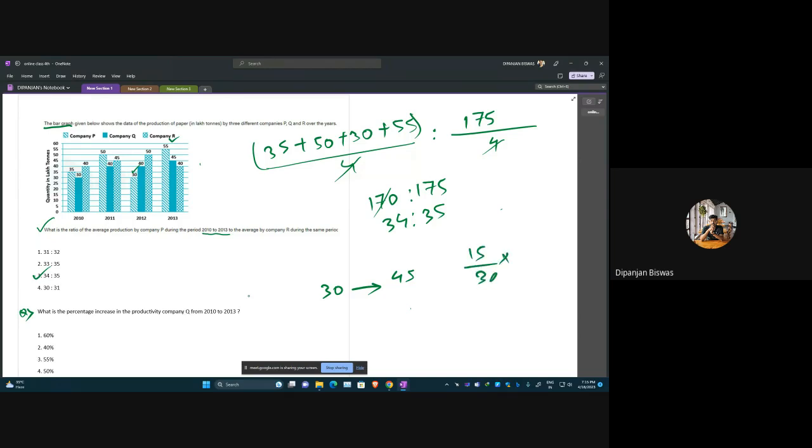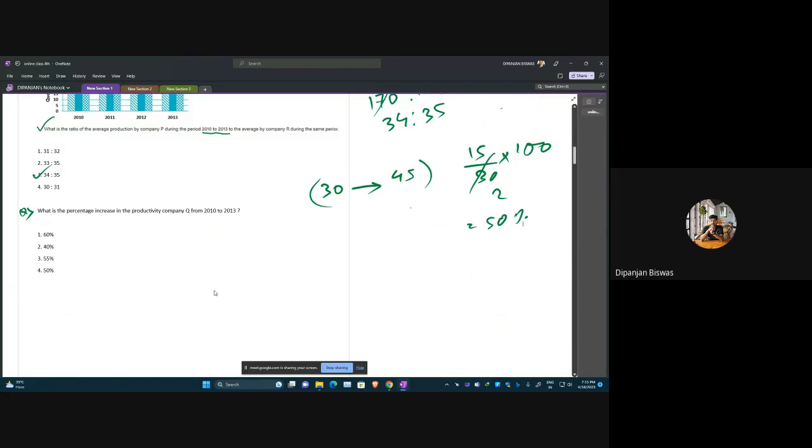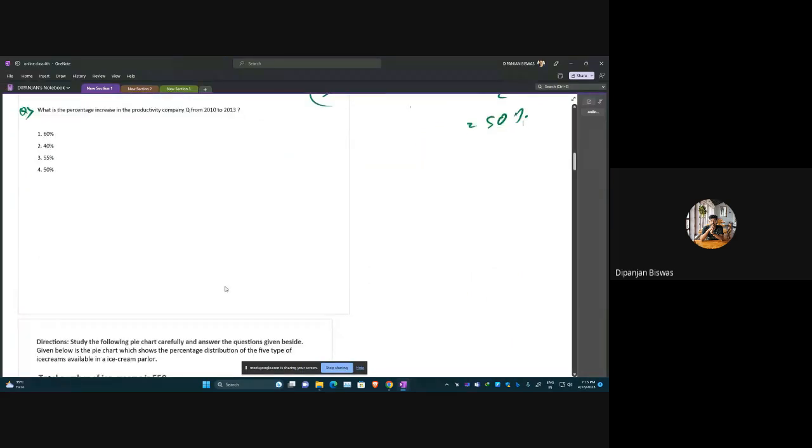So percentage increment or decrease is always calculated on the basis here. Okay. So 30 would be below, in the denominator, into 100%. As you can see, this is half. So 50% increment. So these are very basic questions. We'll move to harder ones. Let's see.